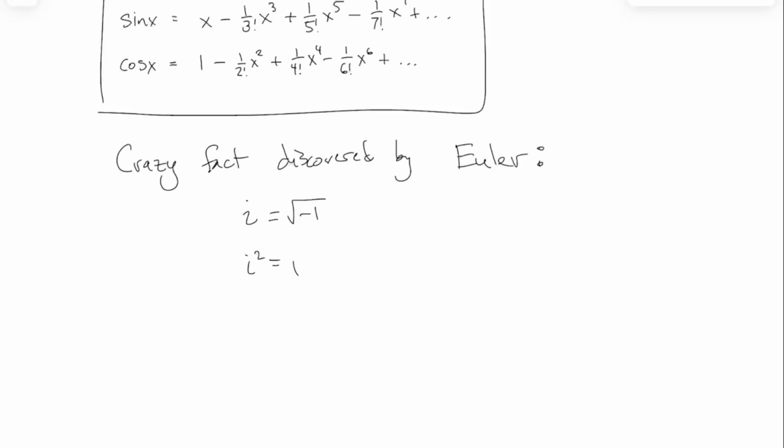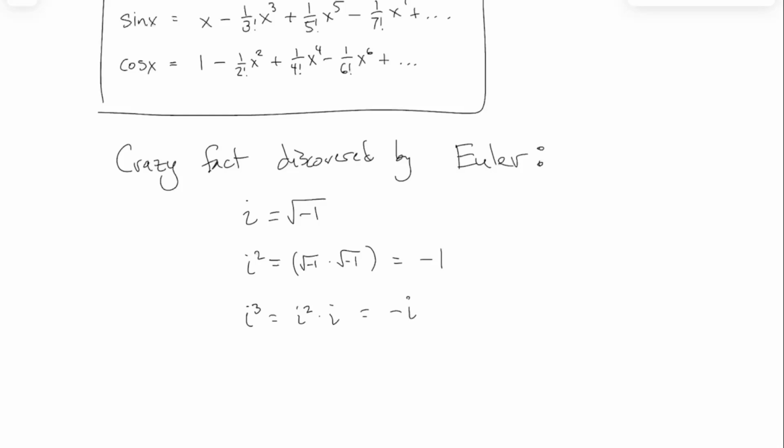I would say, yeah, this is root minus 1 times root minus 1. This ought to be minus 1, whatever that is. The whole point of i is that it is the square root of negative 1, which means when you square i, you should get negative 1, right? Okay. What about i cubed? This would be i squared times i, right? And i squared is negative 1, so this should be minus i.